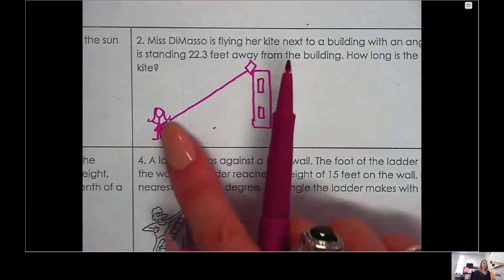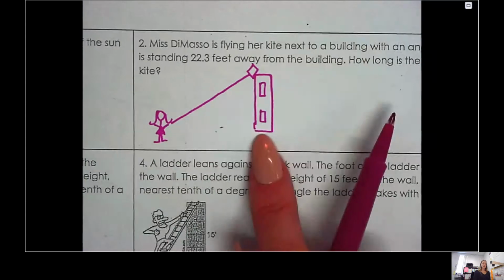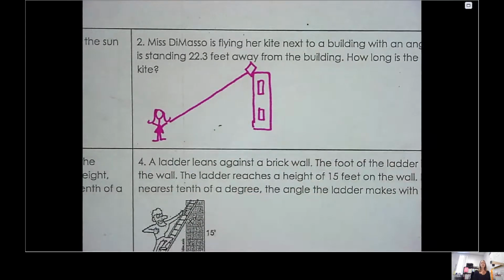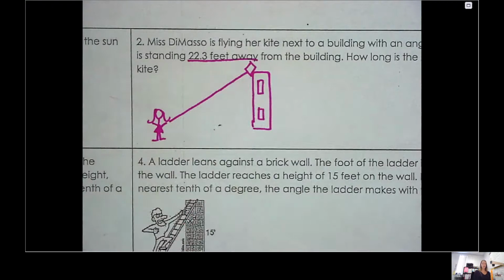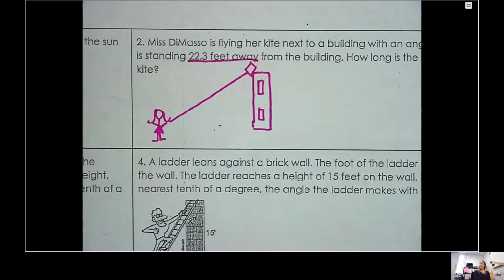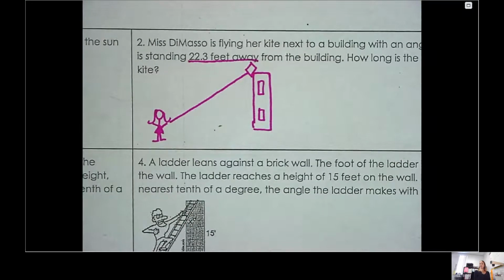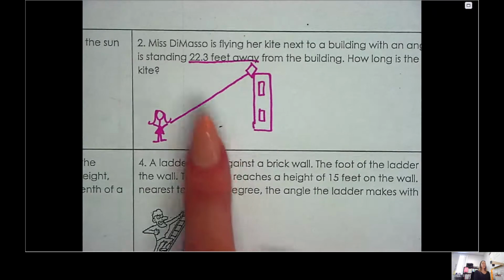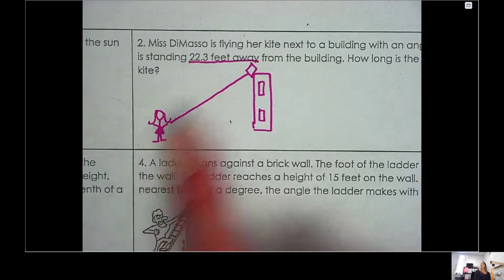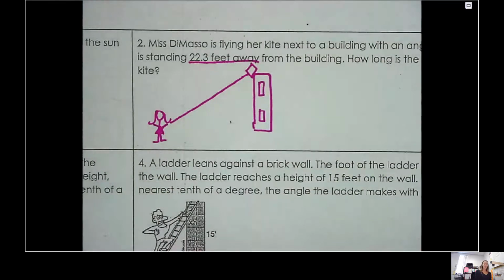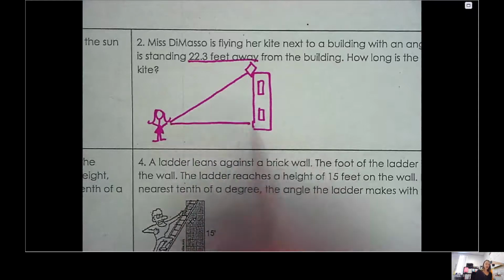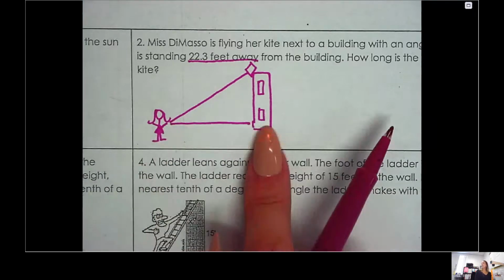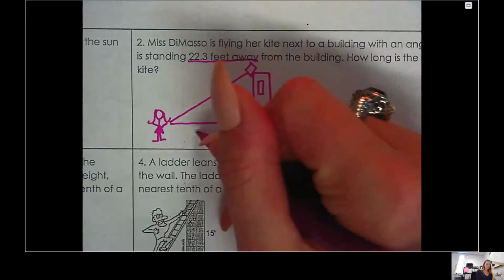So I've got up to the kite, I've got my building, and then I'm standing 22.3 feet away from the building. So where does that go? I'm standing 22.3 feet away. The bottom side. Is that this or is that this? That. Ooh, it's the bottom one because this one is me holding the kite. That's the string. So this is me standing how far I am from the bottom of the building. That's the 22.3.